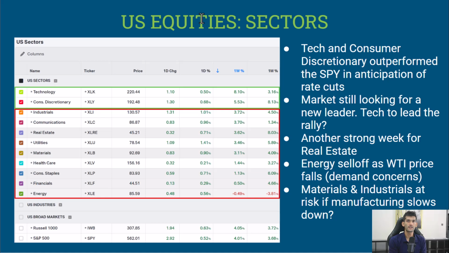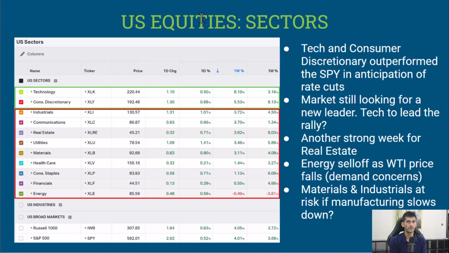Now that we understand the importance of price action analysis, let's move over and actually look at some performances in the market. The S&P 500 was up 4%. Let's compare how the individual sectors within the US equities have performed with respect to the S&P 500. The only two sectors managing to outperform the S&P 500 were technology and consumer discretionary.